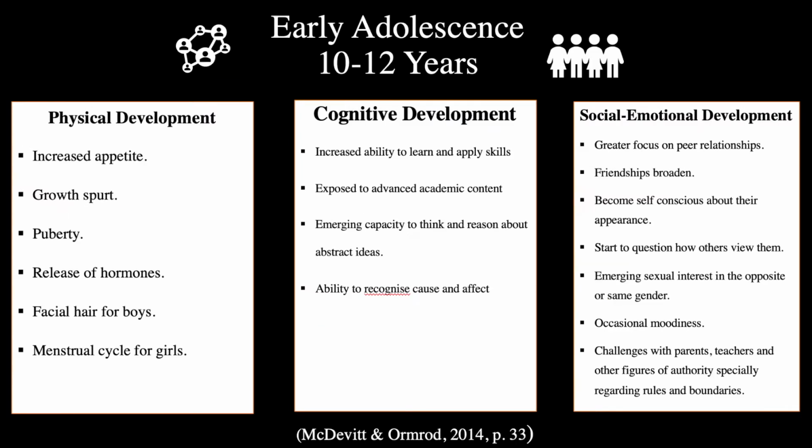Early adolescence brings a number of physical changes as children enter puberty and their childlike bodies begin to change. The release of hormones during this development stage results in a number of physical changes such as facial hair for boys and the beginning of the menstrual cycle for girls. Early adolescence marks the beginning of abstract thinking.